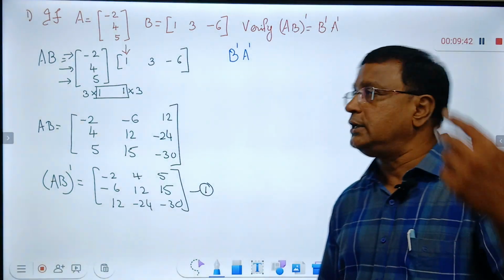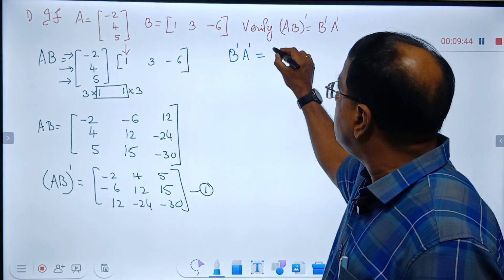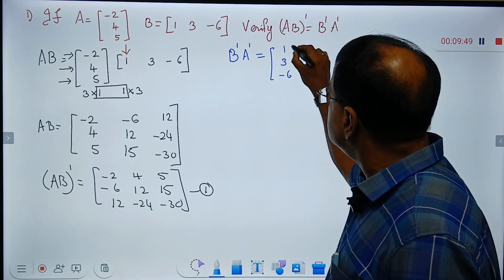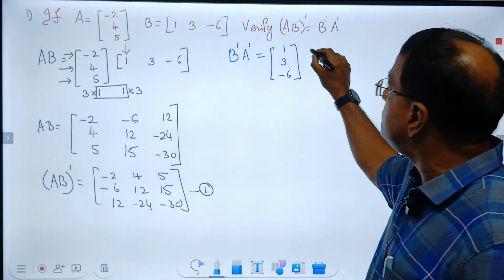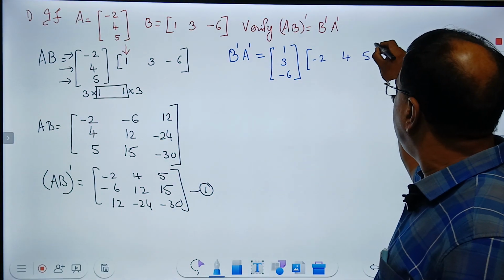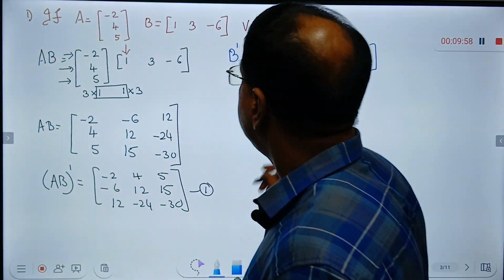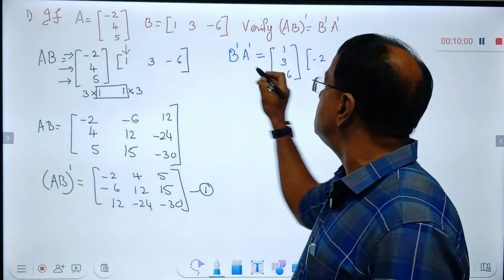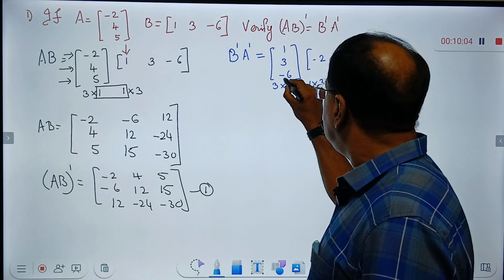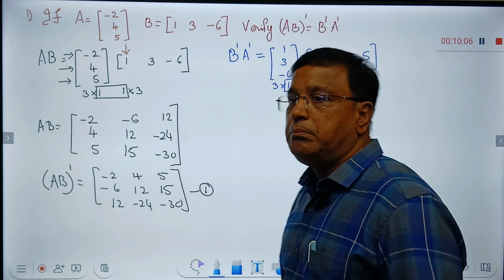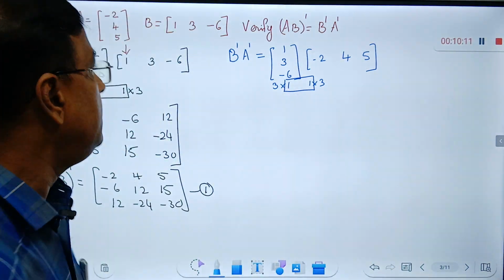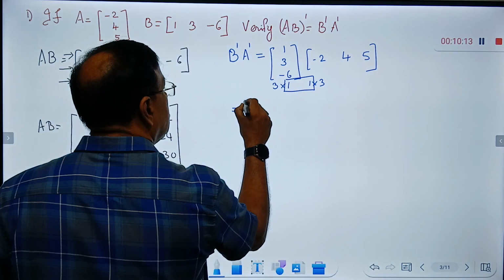Now what is B transpose? It's a row matrix. It will become a column. 1, 3, minus 6. Now what is A transpose? Minus 2, 4, 5. Is multiplication possible? Obviously, exactly like this. This is 3 by 1. This is 1 by 3. Multiplication is possible, and also the order of the resultant matrix will be 3 by 3. Now, how do I multiply?